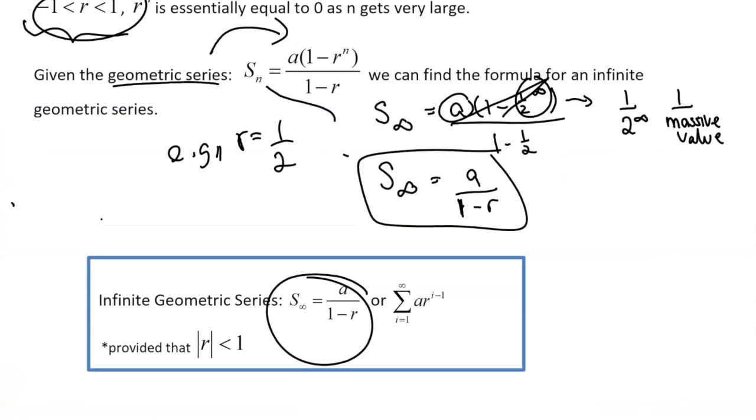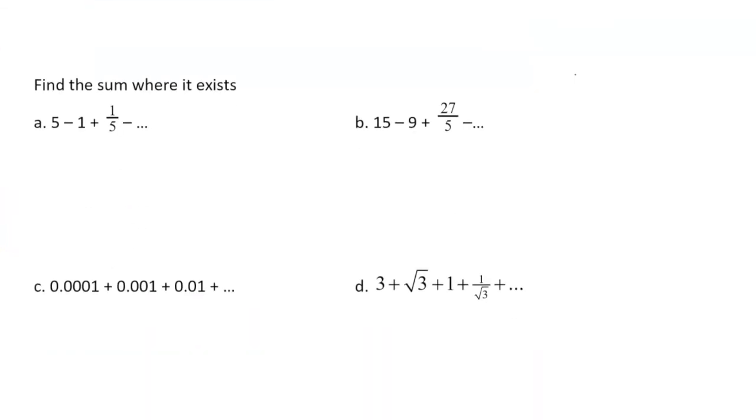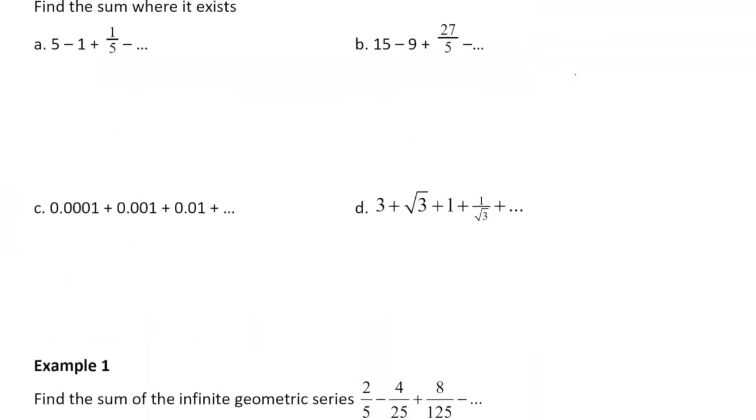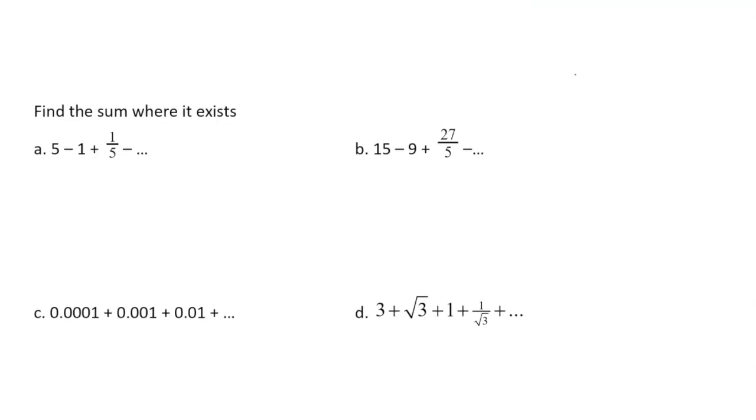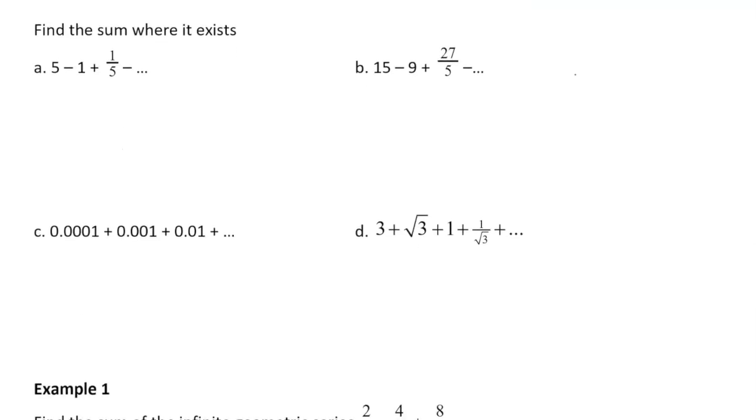Okay, so let's take a look at a couple examples here. It says calculate the sum where the sum exists. And so we have a couple examples here. In some cases, we could find the answer. In some cases, we can't. But in order to do that, we need to know, well, what's our common ratio for each of these?